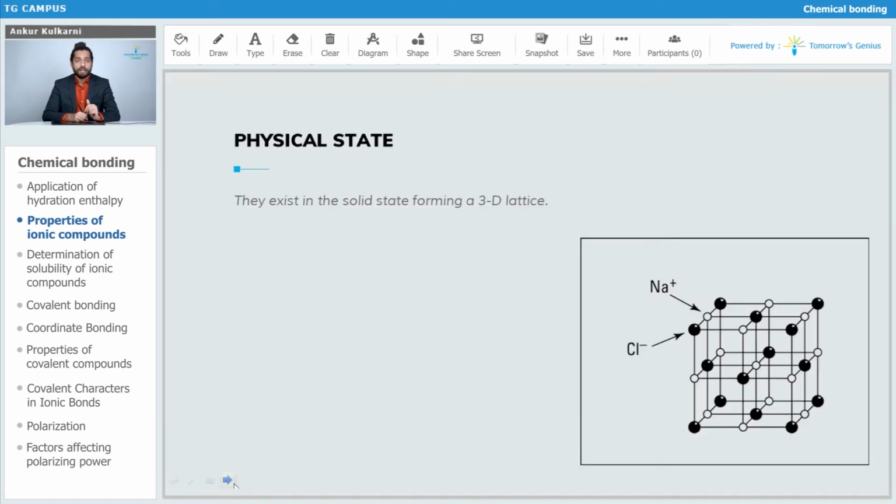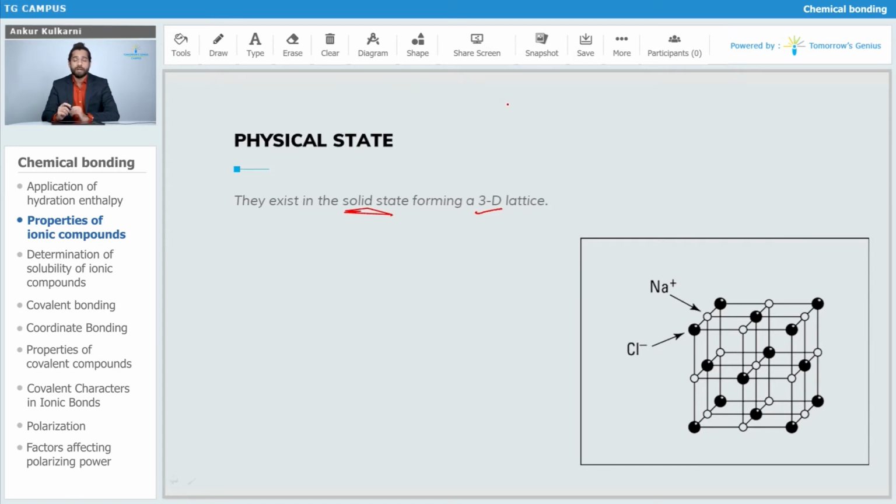So first of all, in ionic compounds, let's talk about physical state. Most ionic compounds obviously exist in the solid state, just like sodium chloride, correct? They exist in a solid state, forming a 3D lattice. What do you mean by 3D lattice? That is, they have a 3D arrangement of the structure of the ionic compound.